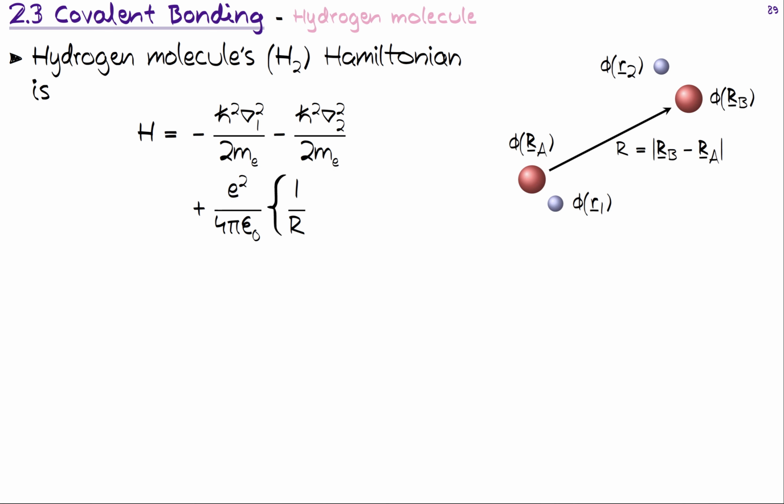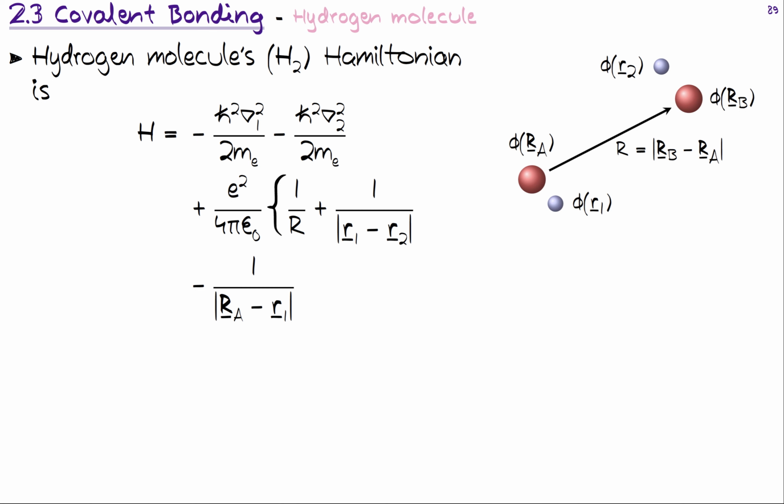So we have many terms. We have 1 over R, so this is the first term in the potential. Then we have another, 1 over modulus of R1 minus R2. So the 1 subindex refers to the first electron, and the 2 subindex refers to the second electron. Then we also have other terms, which are of a different sign.